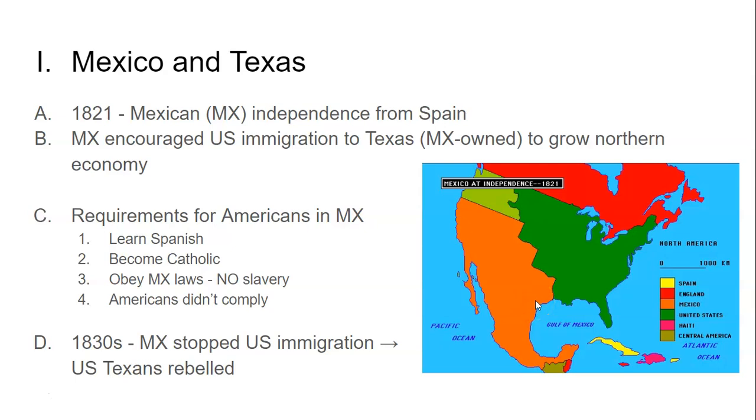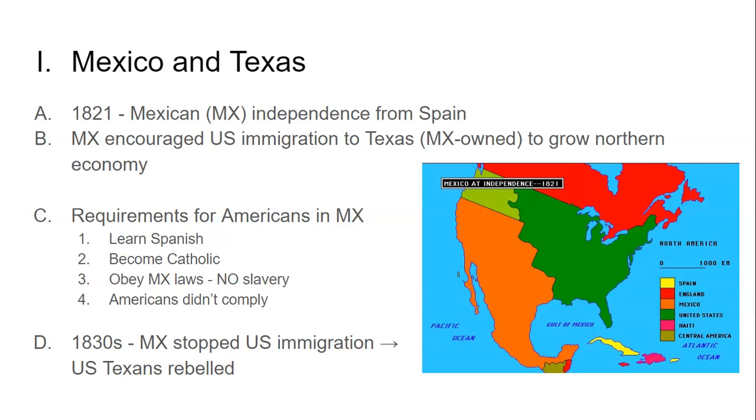But the Americans that were invited to come live over here in Texas had to follow a few requirements. The first requirement, if you were going to be an American living in Mexican-owned Texas, was that you had to learn how to speak Spanish. Another requirement is that you had to convert to Catholicism. Catholicism was very predominant in Mexico, but in the US, Protestantism was more popular. They're both types of Christianity, just practiced differently. And then lastly, Americans had to promise to obey Mexican laws.